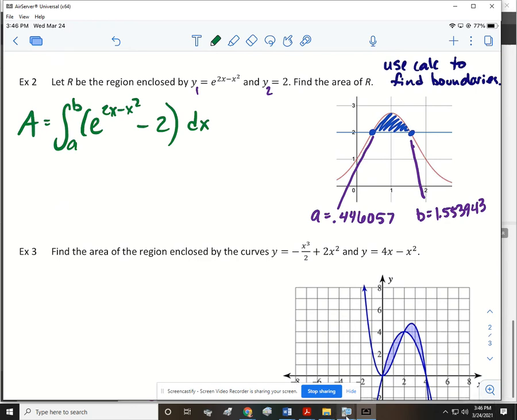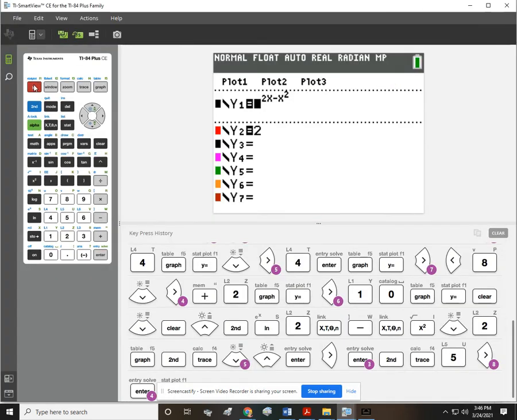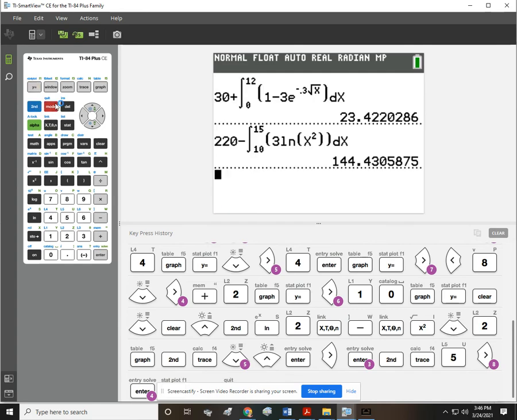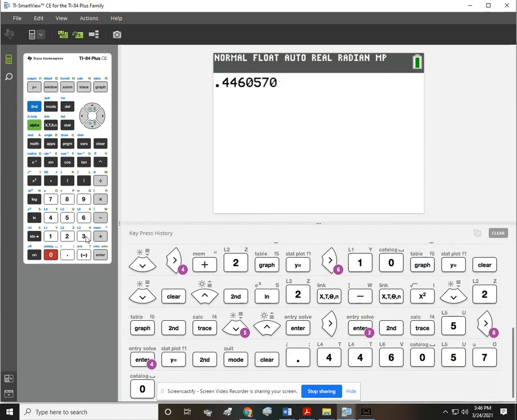Now don't forget that we have that e function in y1, so we can use it. And then I'm just going to go ahead and type that decimal in and store it. So the store button is right beside the 1. I'm going to store that for A. And then the other one I'll store for B.